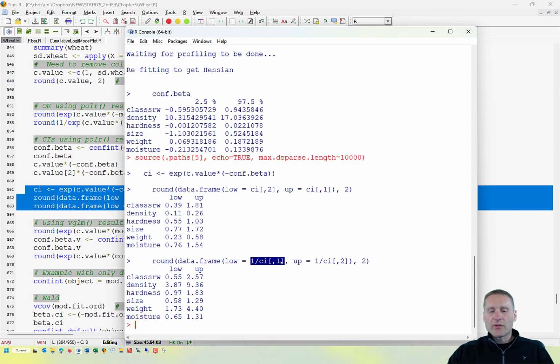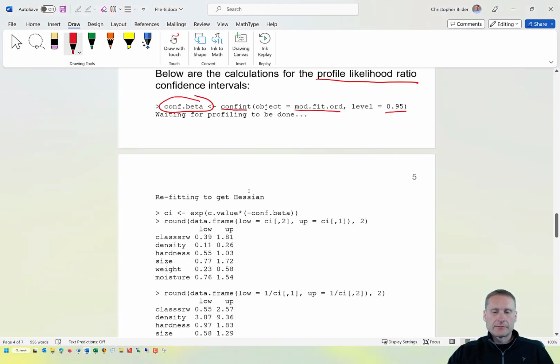So if I were to invert the corresponding confidence intervals, so I have a 0.13 decrease in density, my confidence interval is 3.87 to 9.36.